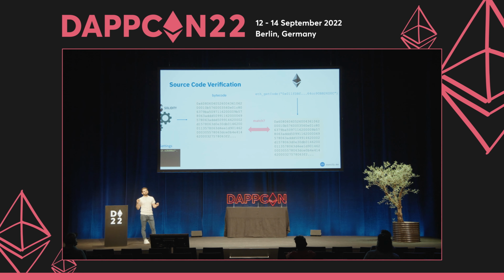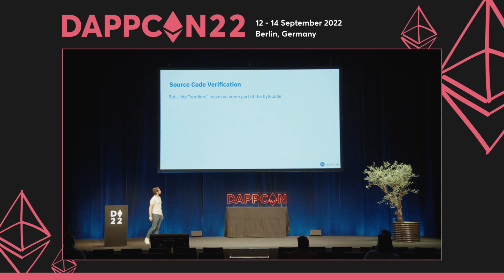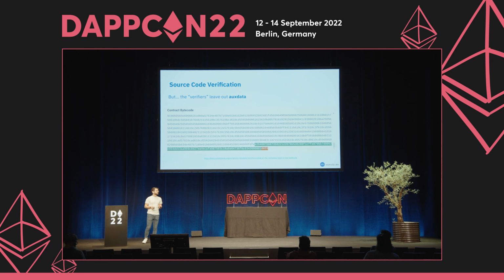I mean, there are more details to this, but on a high level, this works like this. But the verifiers are actually leaving out some of the bytecode. So the common way we verify contracts today is leaving out some of the information deployed on chain. And they are specifically leaving out what I call aux data. And aux data is this field at the end of the bytecode.